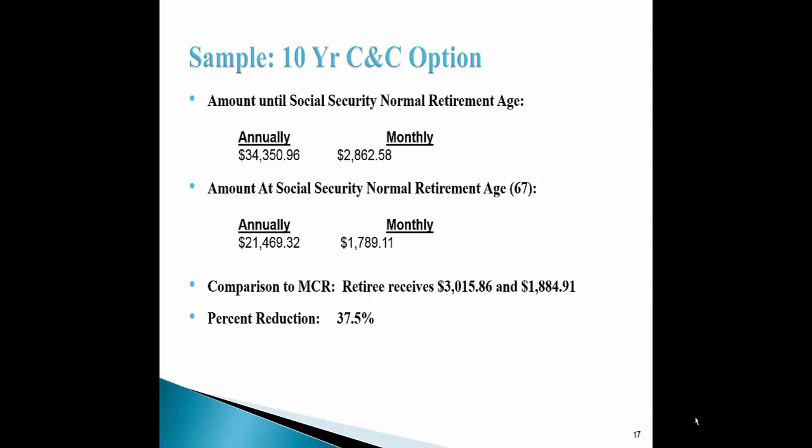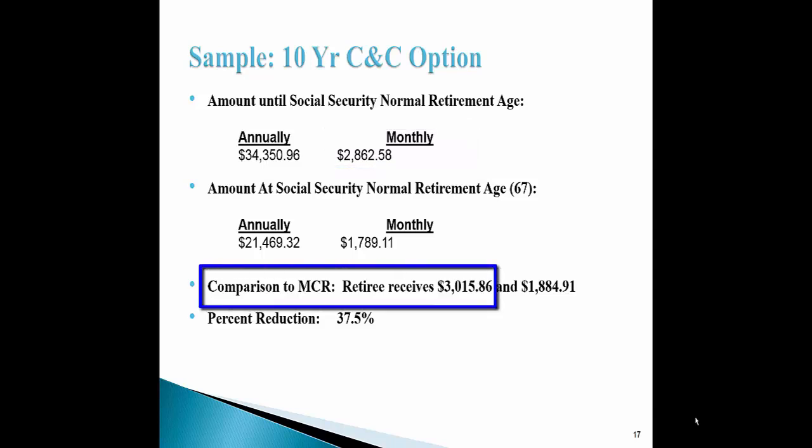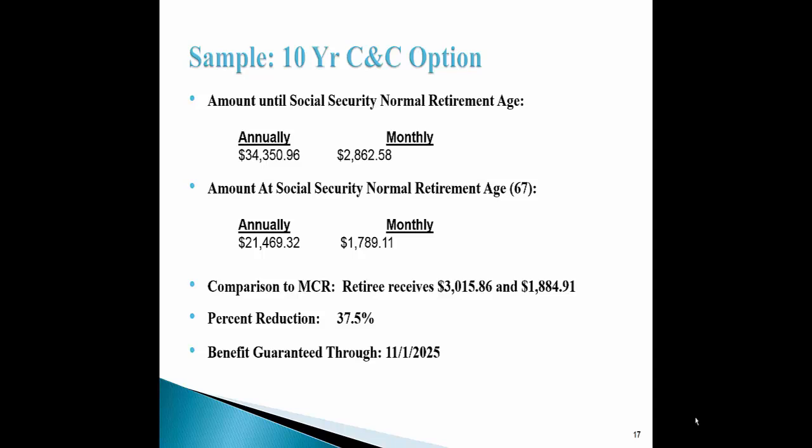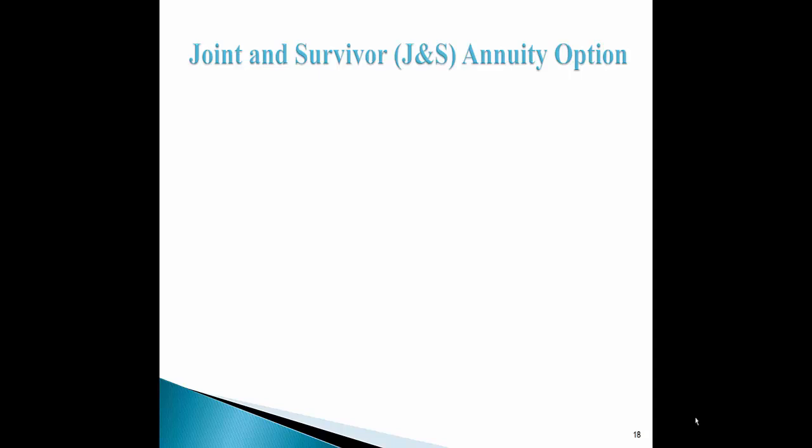Note that the retiree receives a slightly lower benefit, $2,862.58 a month, versus the $3,015.86 in the MCR option, because the guarantee period is longer. In this example, the payment guarantee is through November 1st, 2025 versus June 2017 for the MCR as shown in the previous slide.